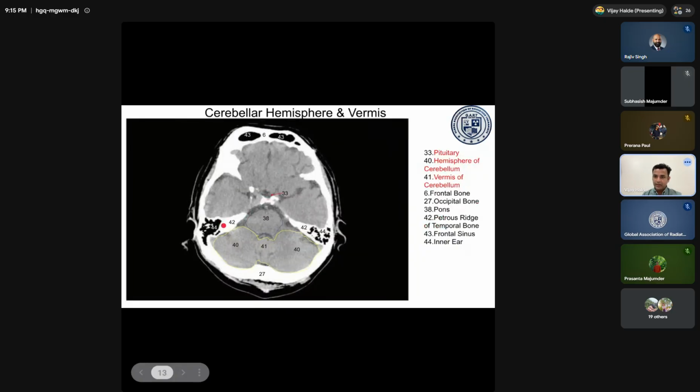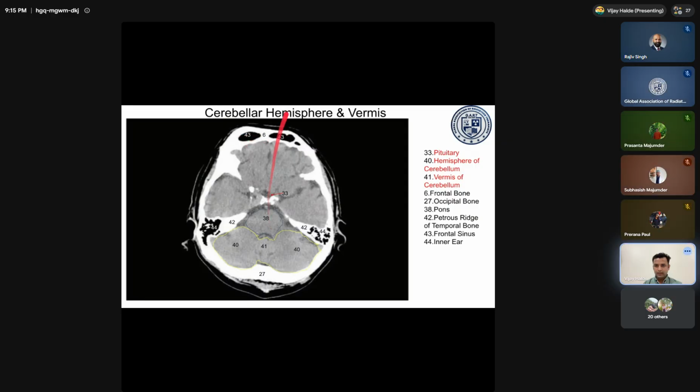So moving ahead, the cerebral hemisphere and vermis. These two are important structures in the posterior cranial fossa. The vermis occupies the mid portion. This number 41 is the vermis, the mid portion of the cerebellum that connects both hemispheres. The frontal sinus we can see here, number 43, between the frontal bone. It looks black because it is air filled. It is also a very important landmark to match during the CBCT.